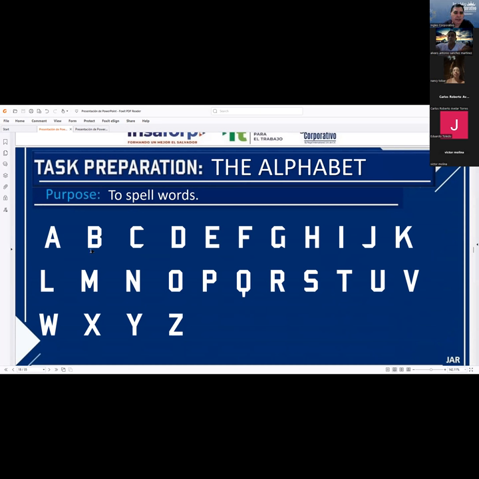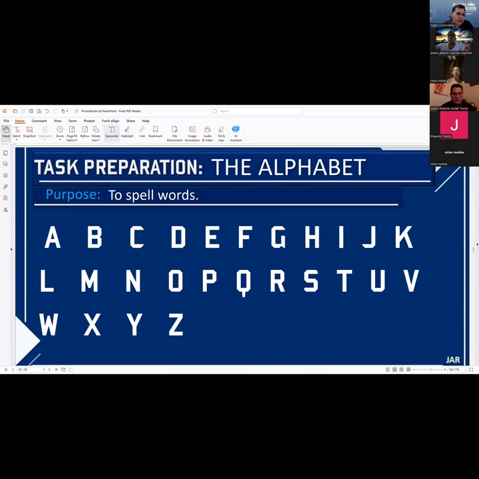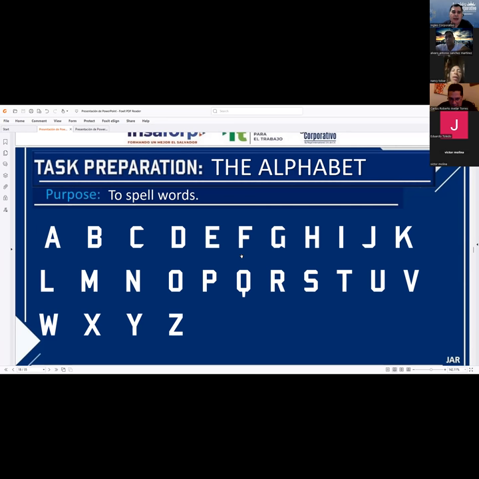A, B, C. I'm going to use the hand. Let me see. A, B, C, D, E, F, G, H, I, J, K, L, M, N, O.